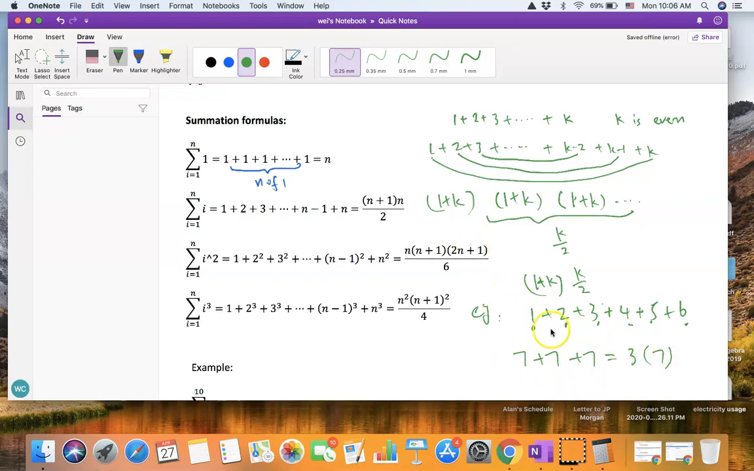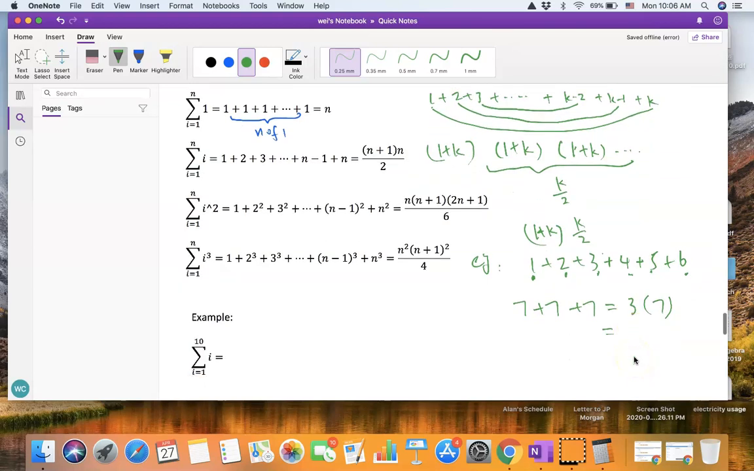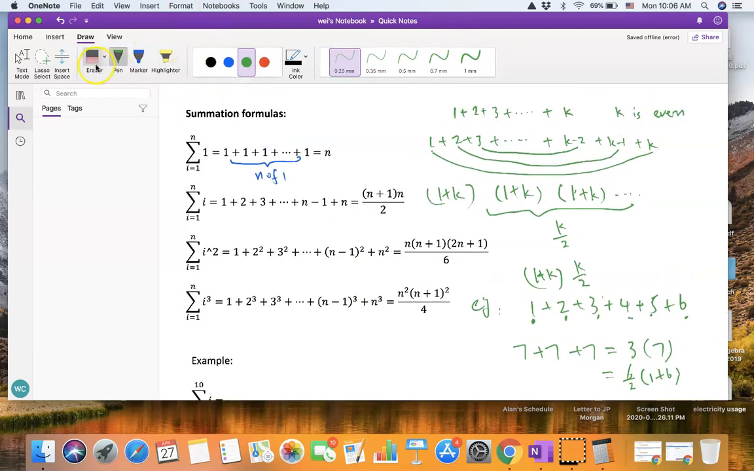And how does the 3 come out? The 3 is the total number of terms, 6, divided by 2, because we consider there are 3 pairs, right? And the 7 is the sum of the first number and the last number. All right. Now, what if k is an odd number?